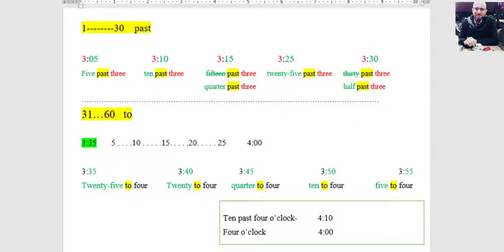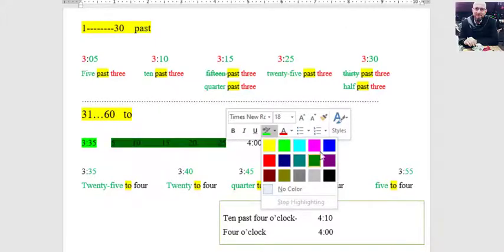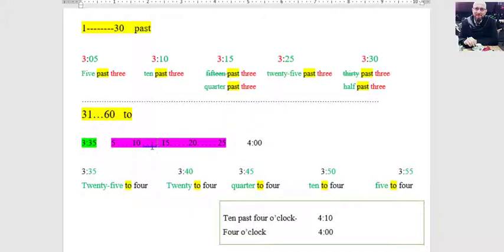Okay, so as we say from here to here takes what? All of this. 25 minutes. So we say 25 minutes to 4, right? So I need 25 minutes to go to 4.